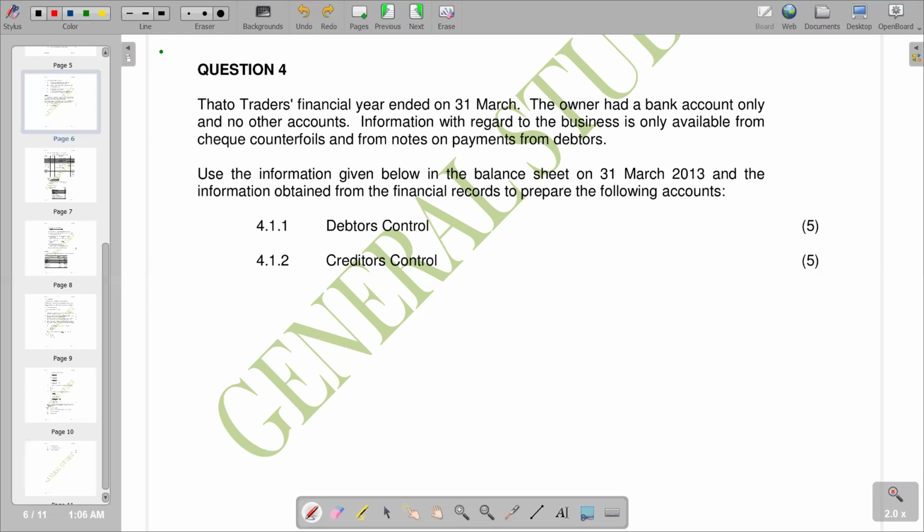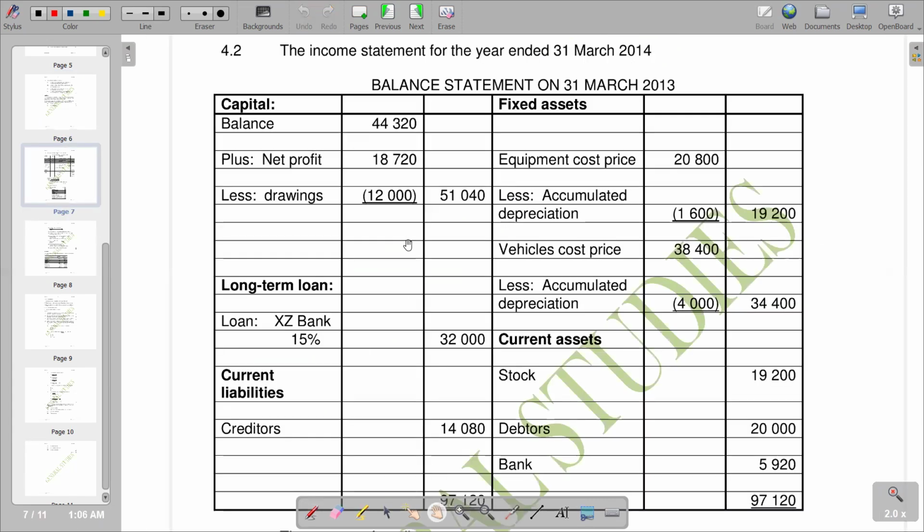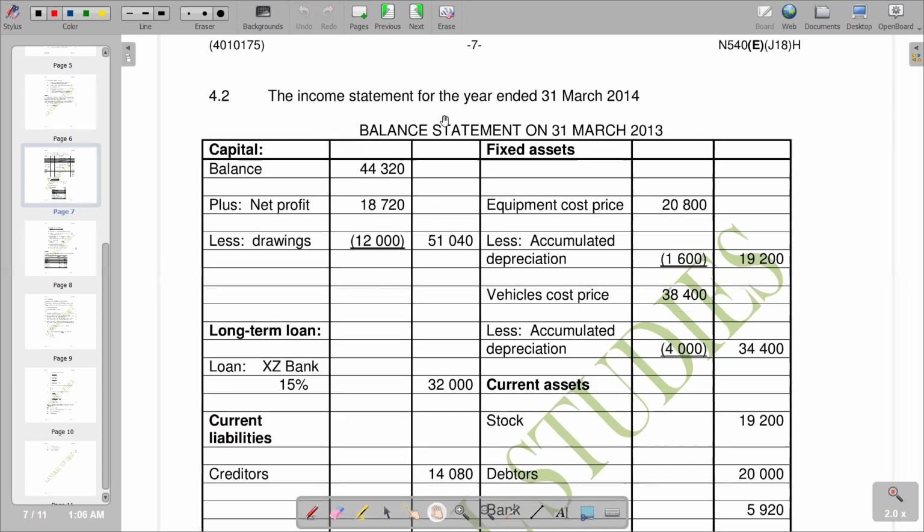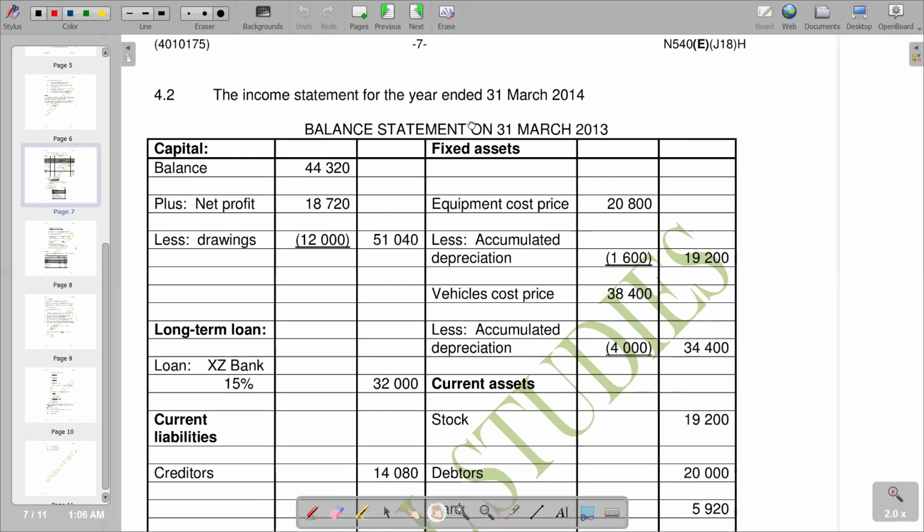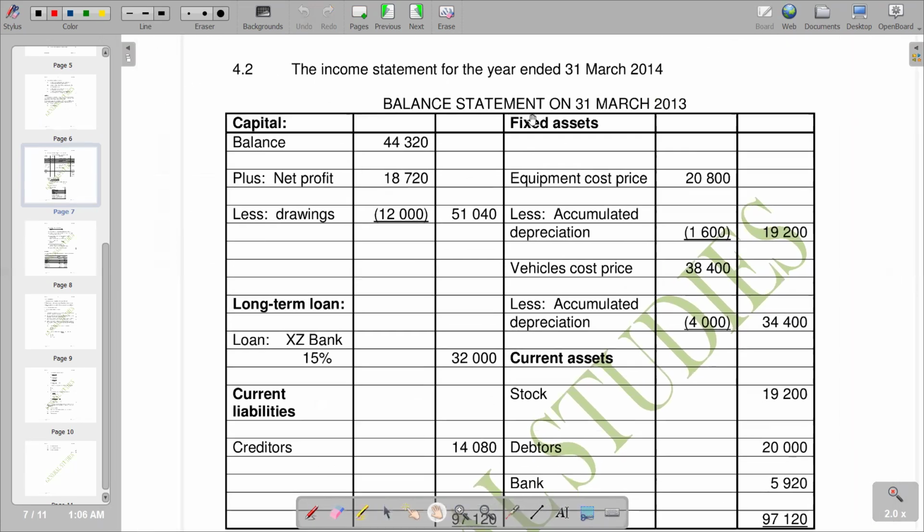Then use the information given below in the balance sheet on 31 March 2018 and the information obtained from the financial records to prepare the following accounts. On the first part, you have to prepare the debtors control account. Further, on 4.2, you are supposed to prepare the income statement for the year ending 31 March 2014. So basically, that's what we have.